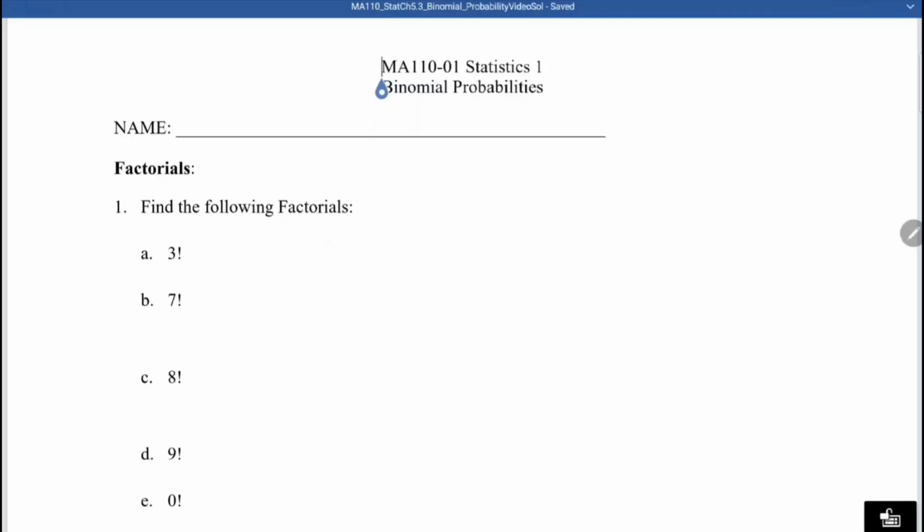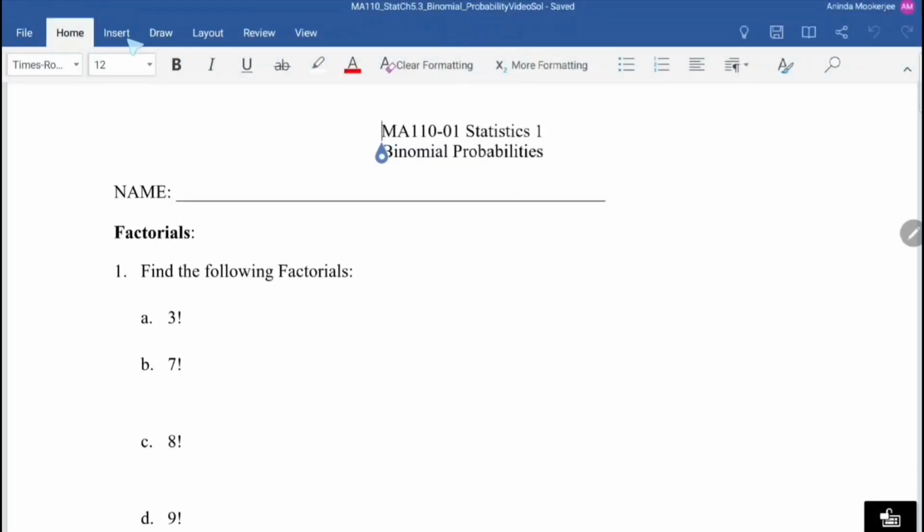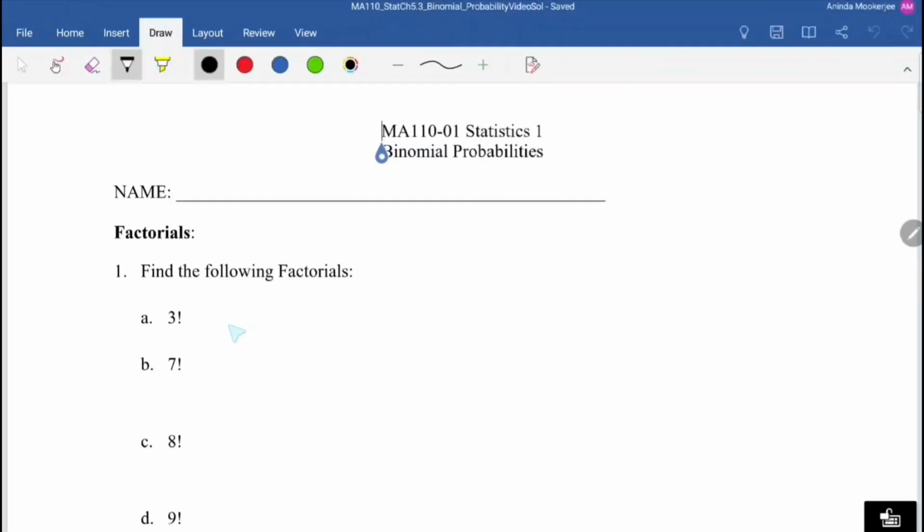Now, in order to calculate factorials, all we need to do is start from the number whose factorial we are calculating, so 3, and then multiply that by 1 less than 3, which is a 2, multiplied by 1 less than 2, which is a 1, and then stop at 1 and complete the multiplication. So 3 times 2 times 1 is 6. So 3 factorial has a value of 6.